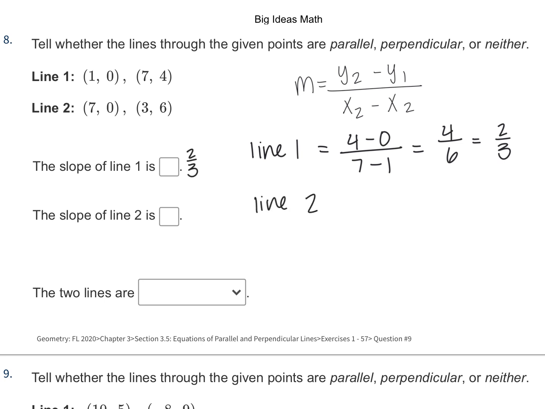And then line 2, I'm doing the same thing. Taking my y2 minus my y1 over x2 minus x1. I'm going to get 6 over negative 4. Can I simplify this? Yes, what am I going to simplify it to? Negative 3 over 2. Looking at these two slopes and knowing the rule for parallel and perpendicular, what kind of lines are these? Perpendicular. Good, perpendicular.